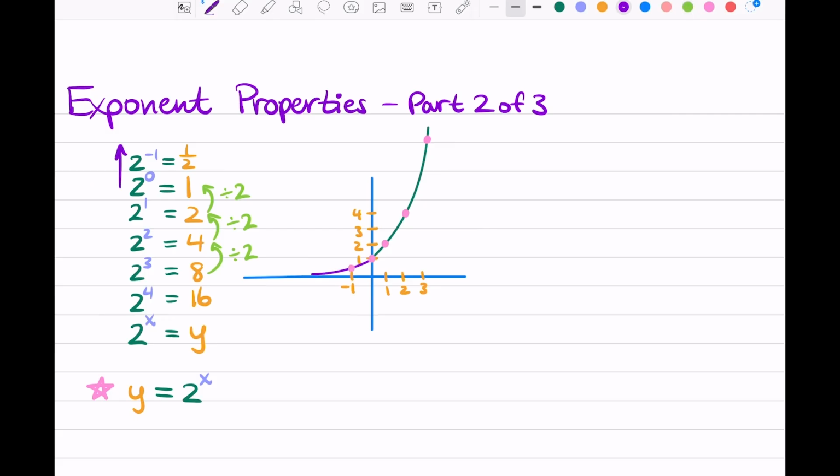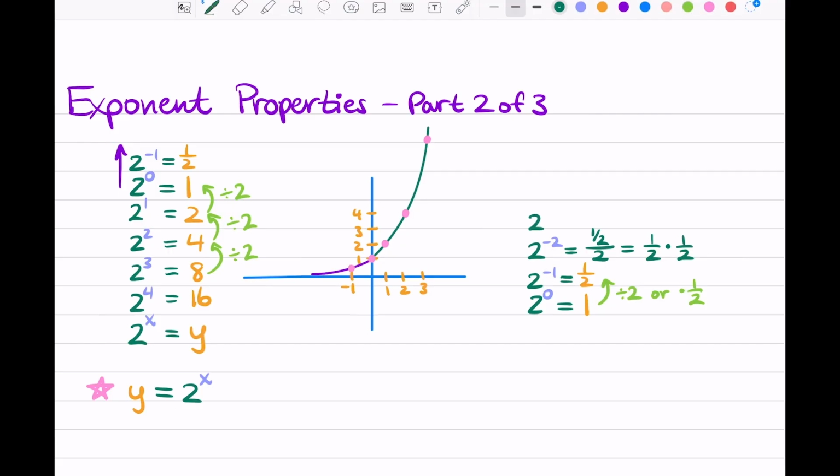Now we're going to continue in the negative direction and see if we can find a pattern with the negative exponents. If we consider 2 to the negative 2 power, and if we follow our pattern, dividing by 2 each time, we would get 1/2 divided by 2. Dividing by 2 is the same as multiplying by 1/2, so we could write this as 1/2 times 1/2. So instead of dividing by 2 each time, we could think about it as multiplying by 1/2.